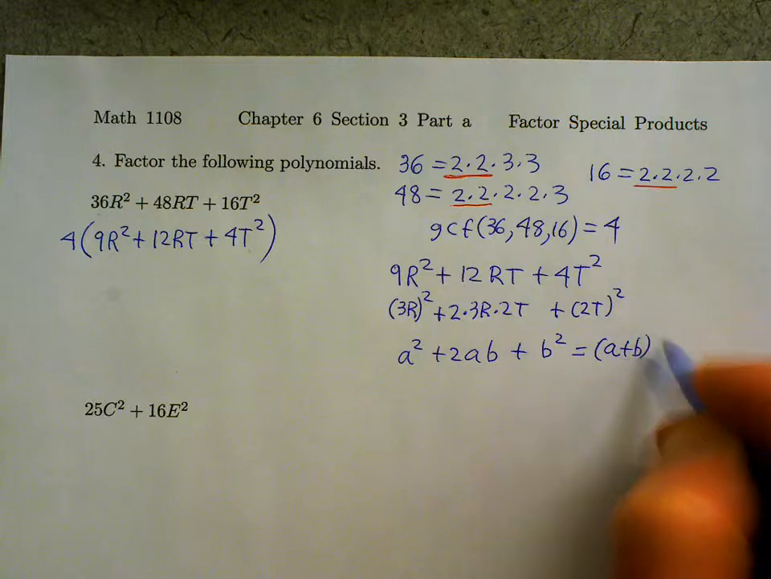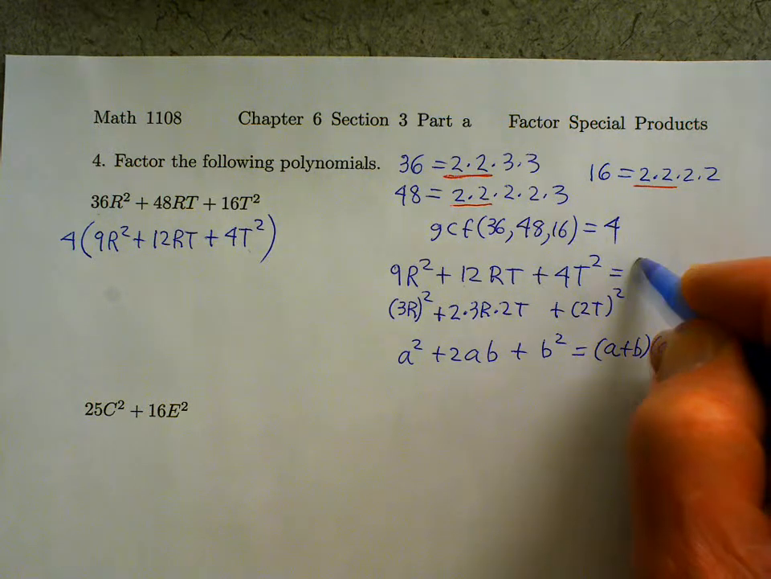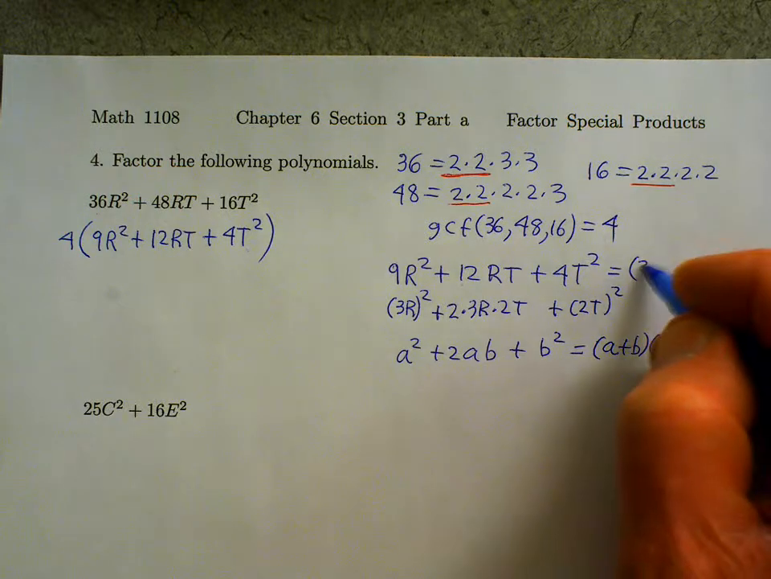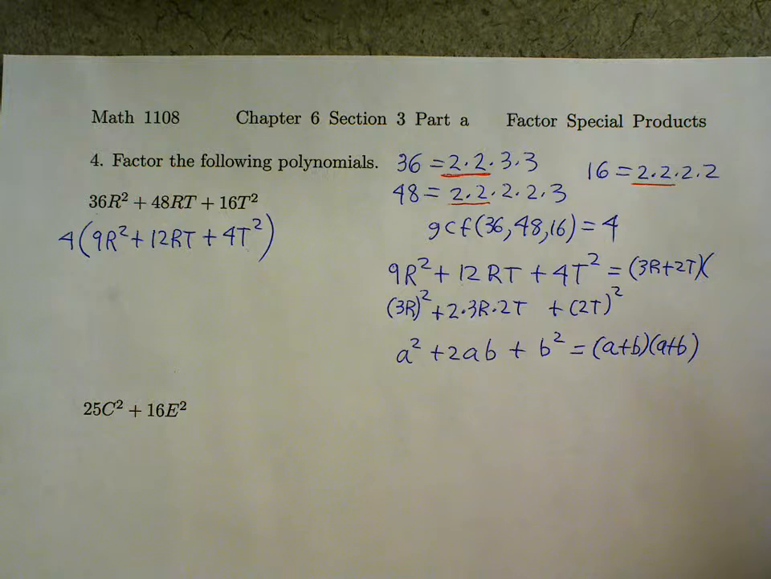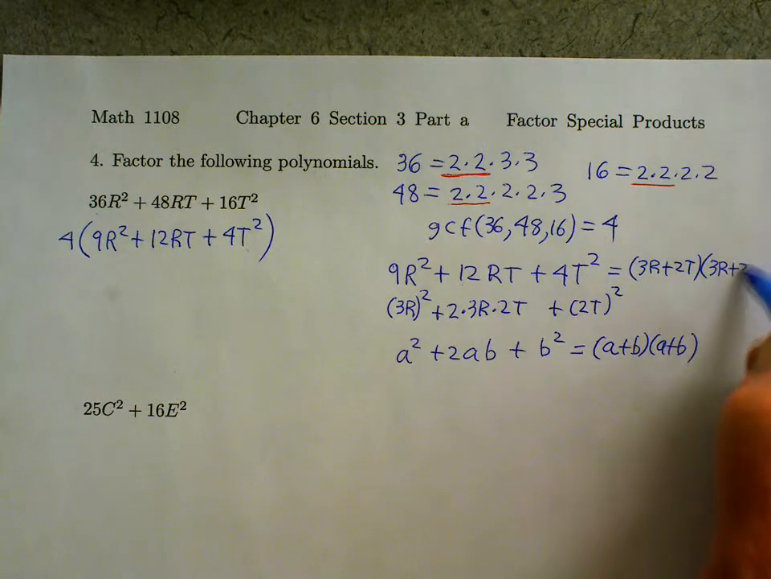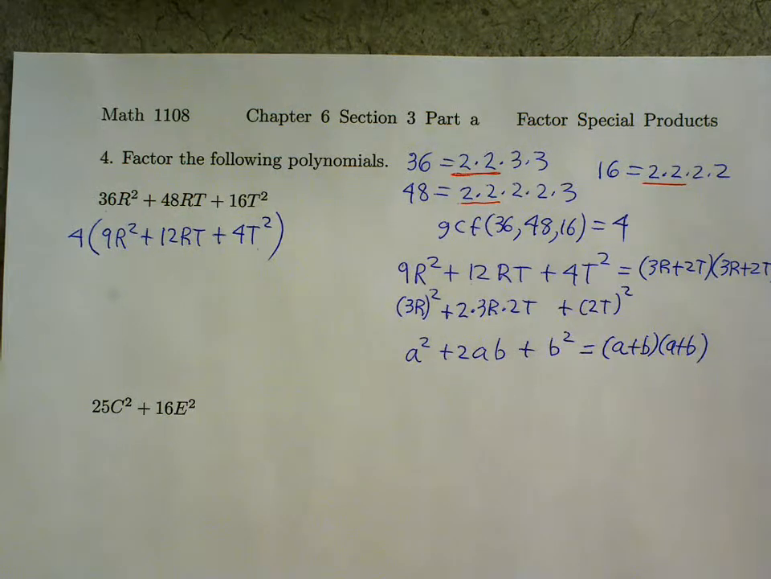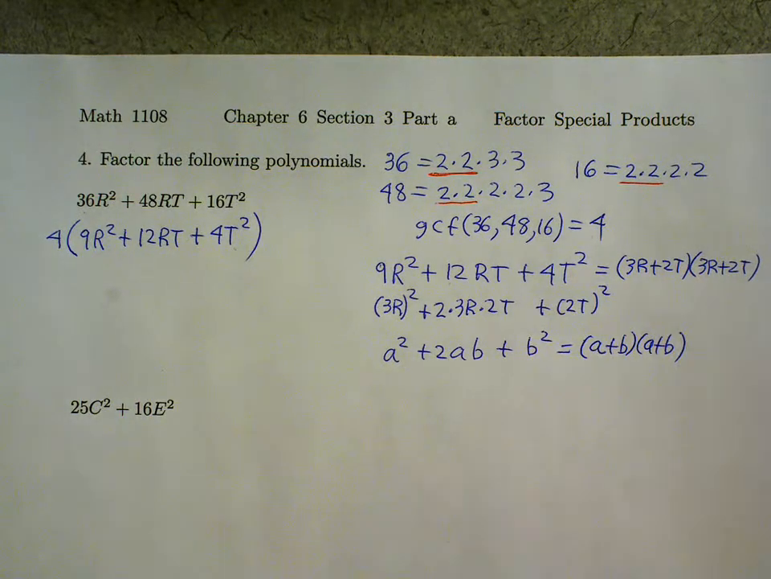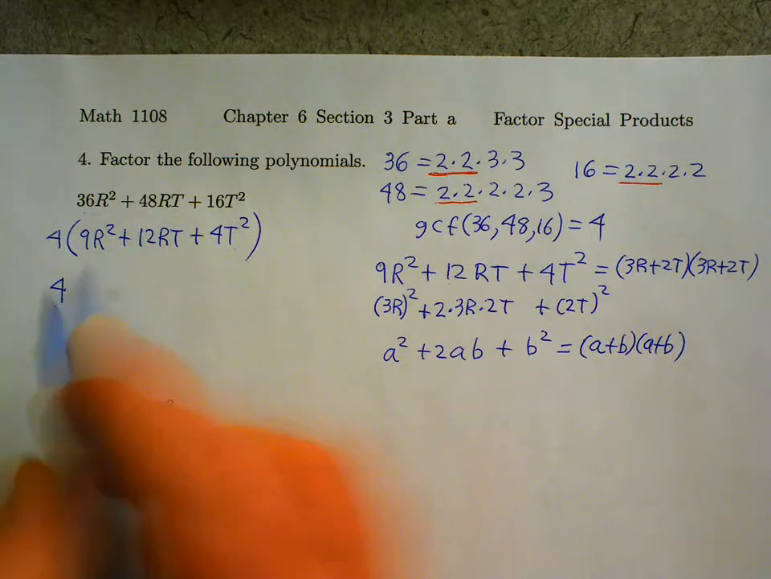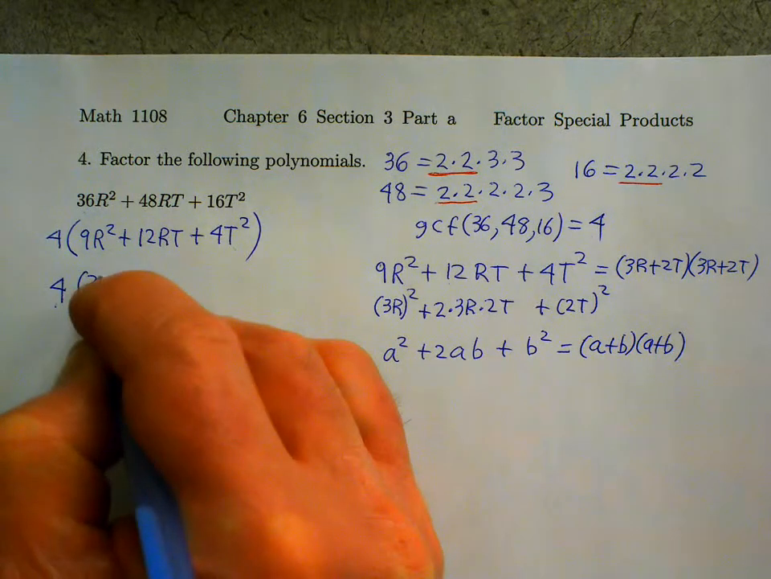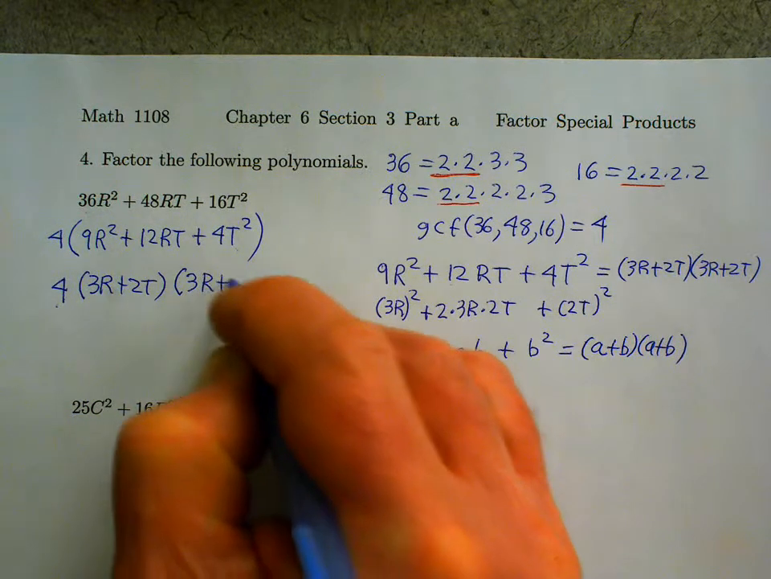The two binomial factors are the same. So in this case, the two binomial factors are 3r plus 2t times 3r plus 2t. Okay, so over here, our complete factorization includes the factor 4 and then the two binomial factors 3r plus 2t times 3r plus 2t.